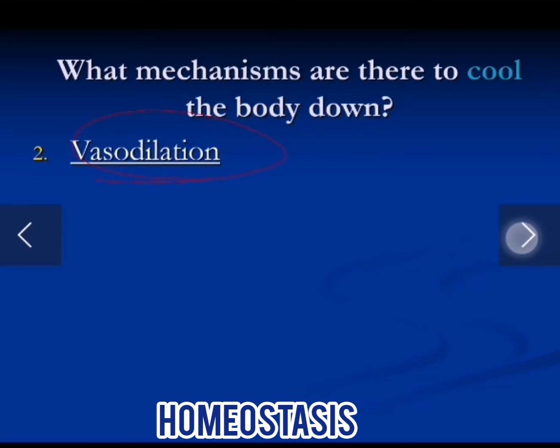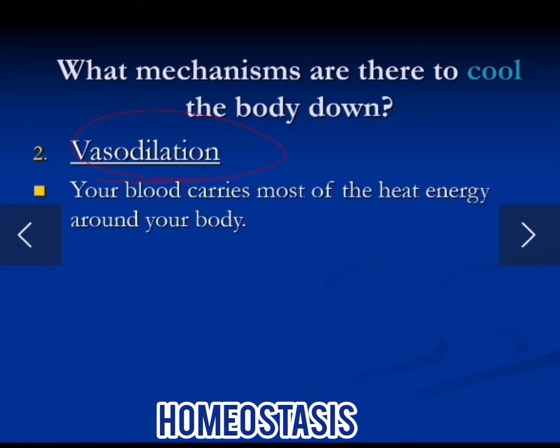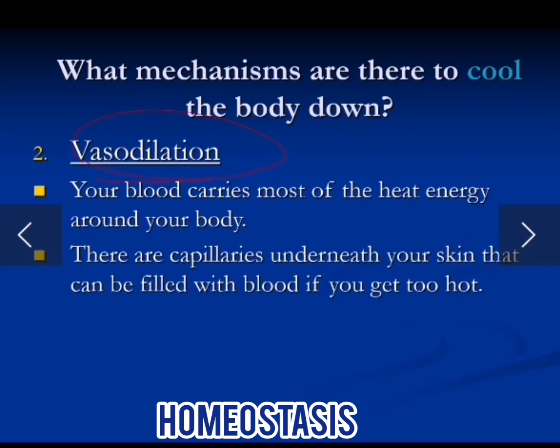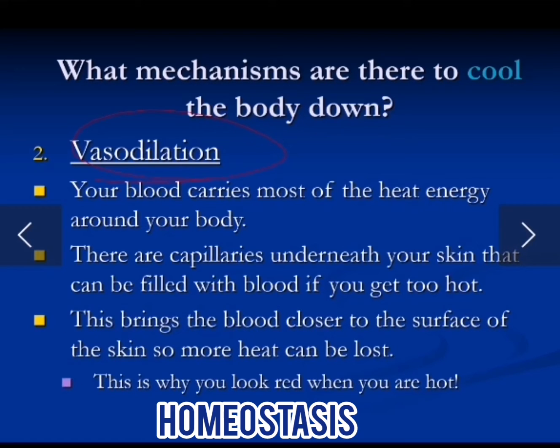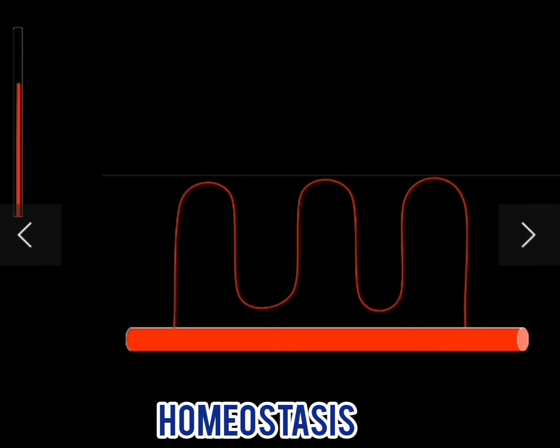Vasodilation. Your blood carries most of the heat energy around your body. So when vasodilation happens, the capillaries underneath your skin can be filled with blood if you get too hot. This brings the blood closer to the surface of the skin, so more heat can be lost. This is why you look red when you are hot.